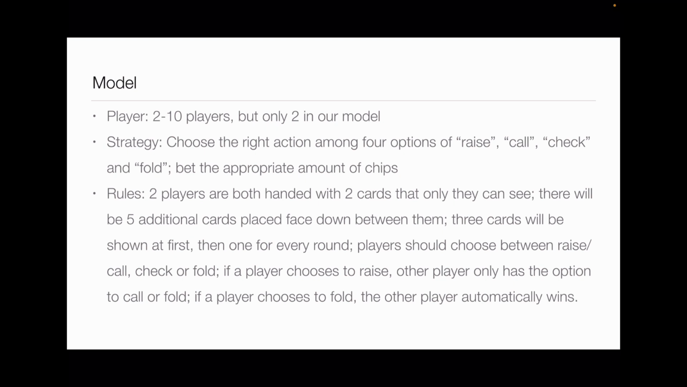First, 2 players are both handed 2 cards that only they can see, and there will be 5 additional cards face down in the middle, known as the public cards. 3 cards will be shown at the beginning of round 2, and then 1 card will be shown each round after. Players should choose between raise or call, check, and fold. If a player chooses to raise, the other player only has the option of call or fold. If a player chooses to fold, the other player wins automatically.